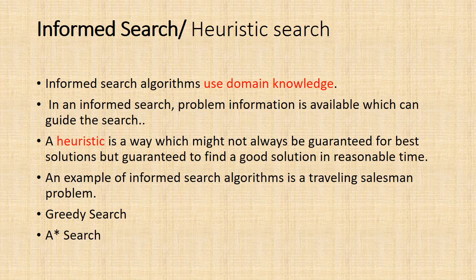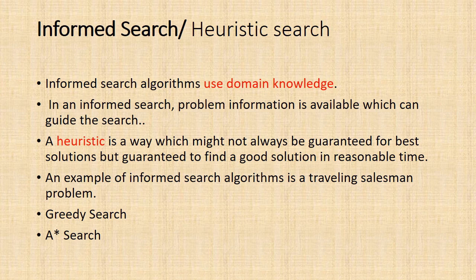Informed search algorithms use domain knowledge. In an informed search, problem information is available which can guide the search. Heuristic means additional information. Consider a case of searching for a house. The address is the source, and we use that in uninformed search. But if we get a clue like it is a pink-colored double-story building, the search becomes easy. That clue is heuristic information.